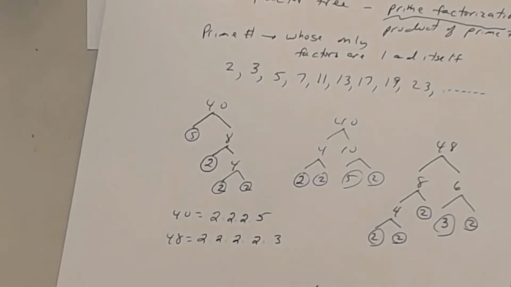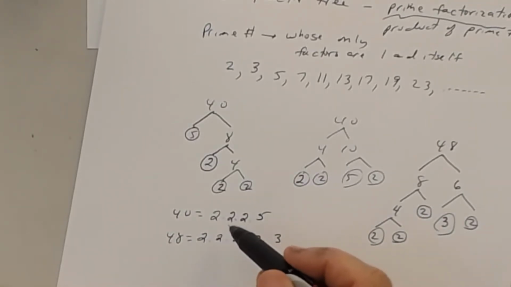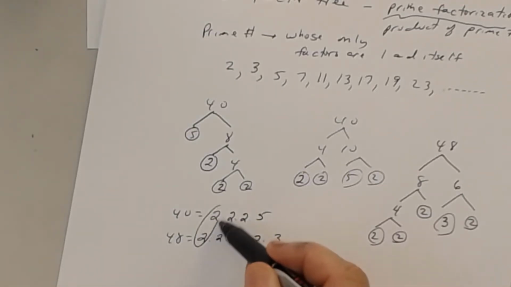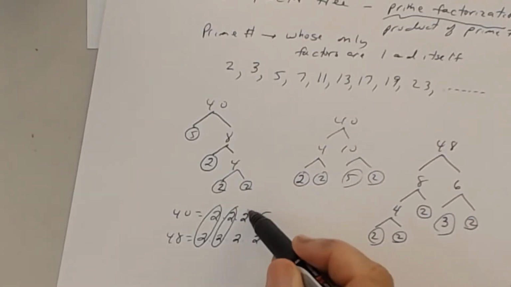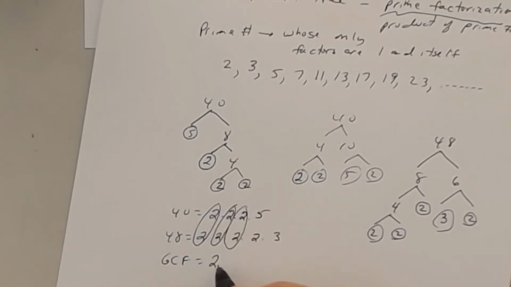Once you write it in prime factorization form, then all you do is see what sets of factors they have in common. I have a set of 2 here. Do I have another set of 2's? Yes. Do I have another set of 2's? Do I have another set of anything? No. That's all I have. So my GCF will be this set of 2's times this set, which has what factor? 2, times this set, which is 2, and what does that give me? 8. Gives me 8.